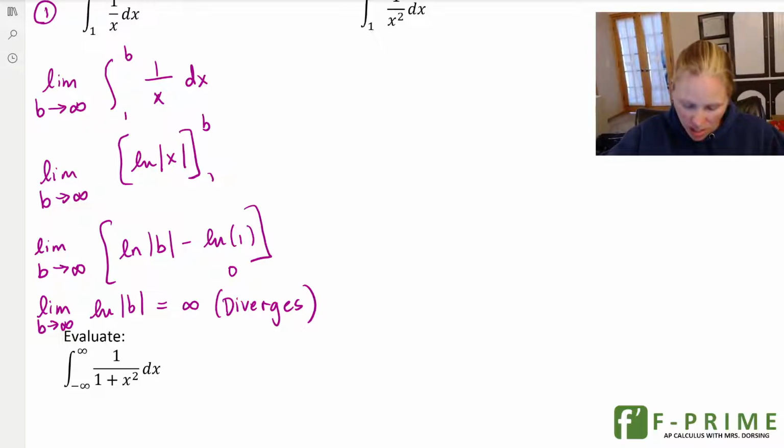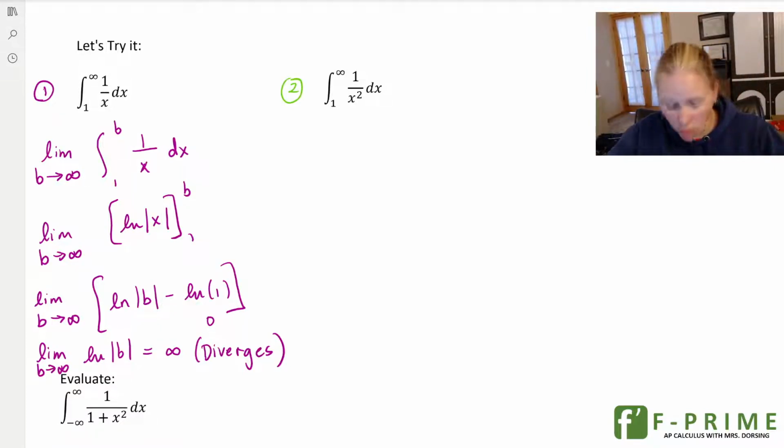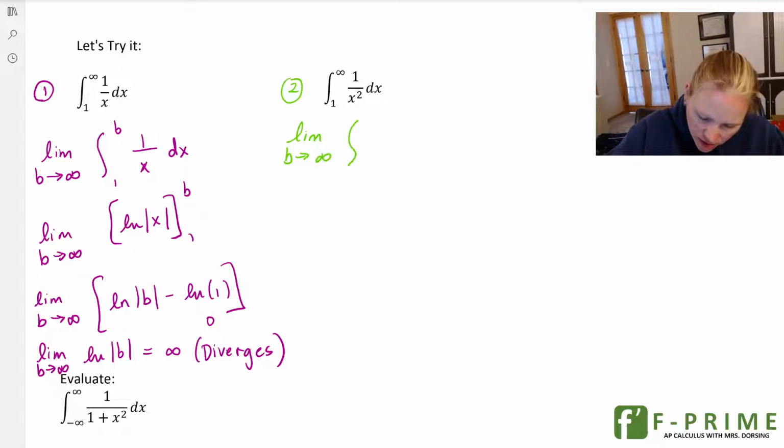Let's take a look at the other one. And if you want to pause the video and try it on your own, I would encourage you to do that. Otherwise, work it out here with me. So first step, I'm going to rewrite it as a limit. The limit as b approaches infinity from 1 to b.